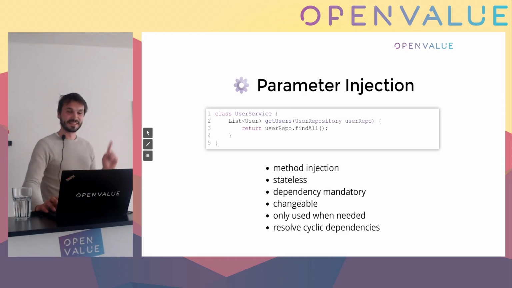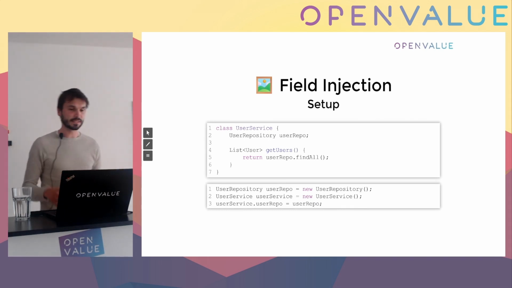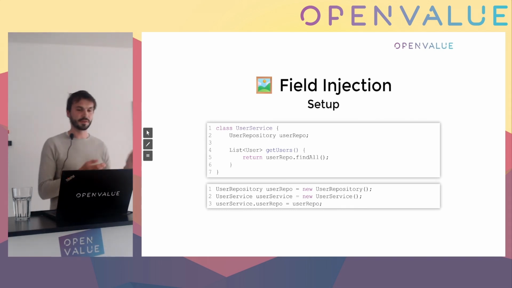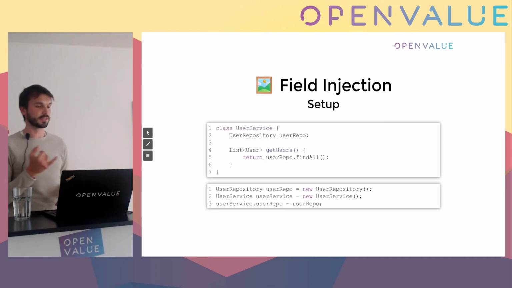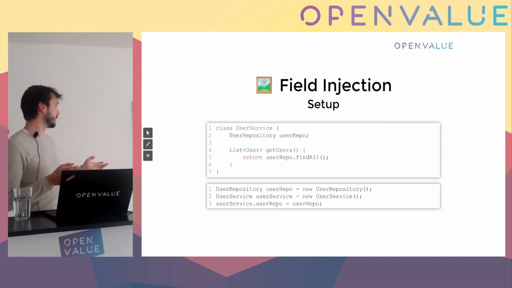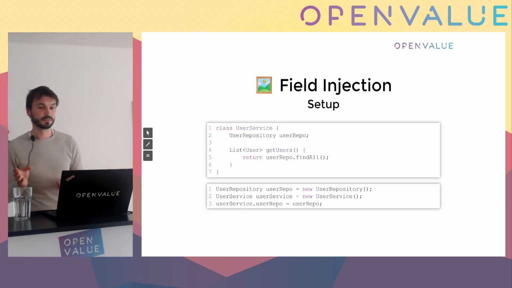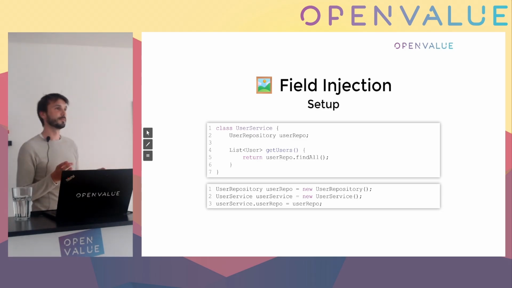So the next one, I was a little bit too early, is field injection, and it's actually the easiest one. We don't have a constructor in there, we don't have a setter in there, we just access the field right away. And it's really simple to use. But what actually happens if the field is private? Does anyone have an idea what to do then?